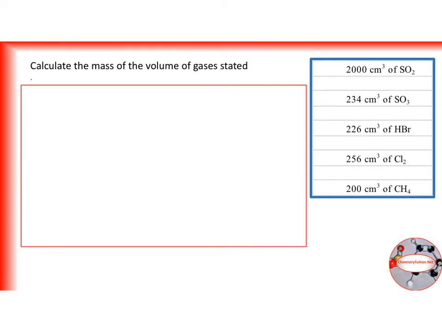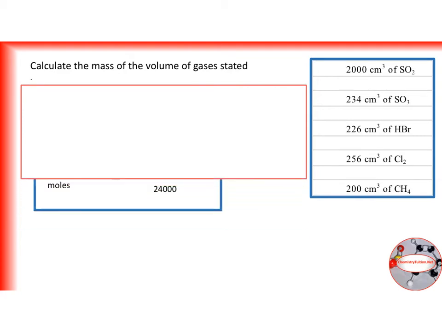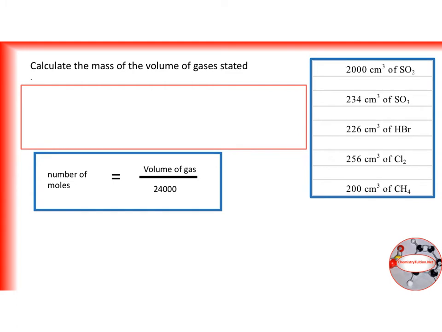So we're going to try some more complicated examples now. We've got to find the mass of the volume of gases stated in the blue box there. So let's just think about the equations that we can use. We've been using the equation for gases. Number of moles is the volume of gas divided by 24,000. So we've only got a volume, so we could use that one. And that would give us the number of moles. And of course, we then need to remember the equation that we were using in the previous modules.